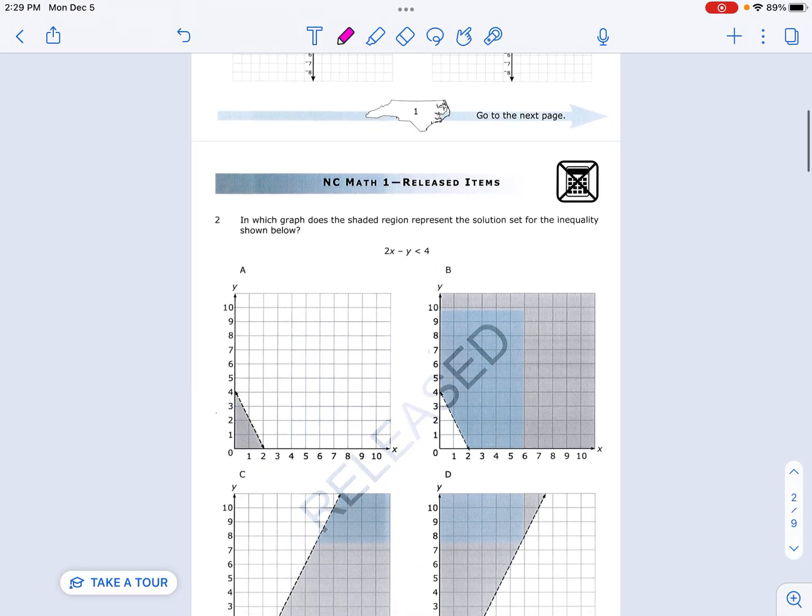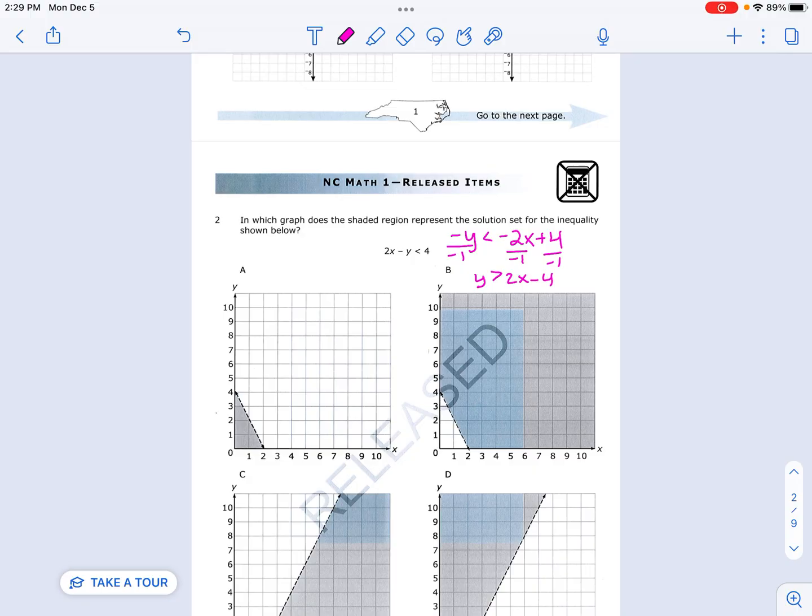Okay, for question 2, we need to get y by itself. So to get y by itself, we first subtract the 2x. And then you have to divide by a negative. And with inequalities, anytime you divide by a negative, the inequality symbol switches. So it becomes y is greater than. A negative divided by a negative is a positive. A positive divided by a negative is a negative.